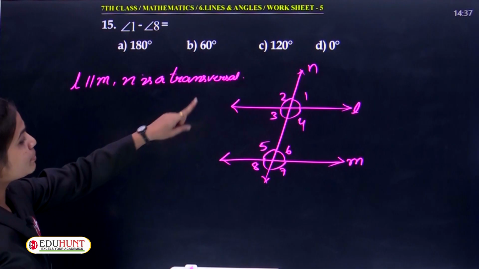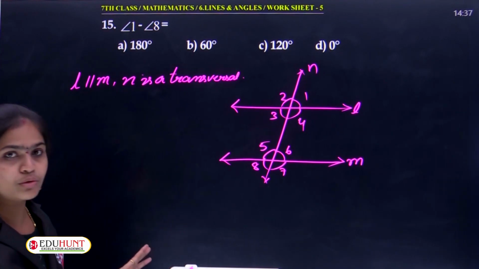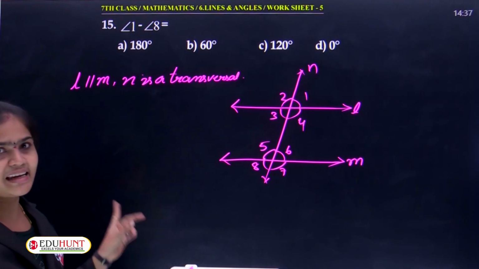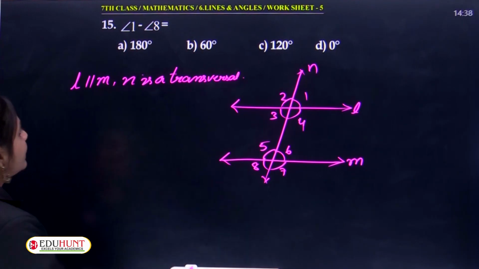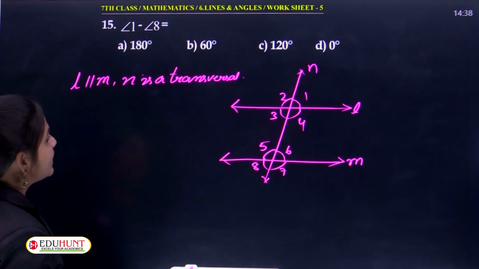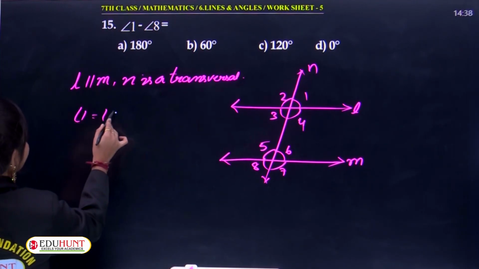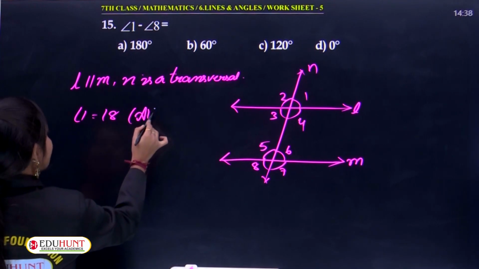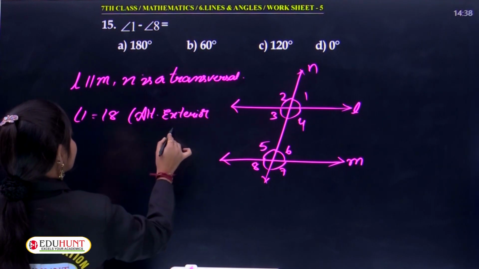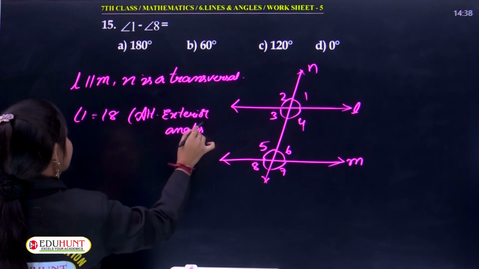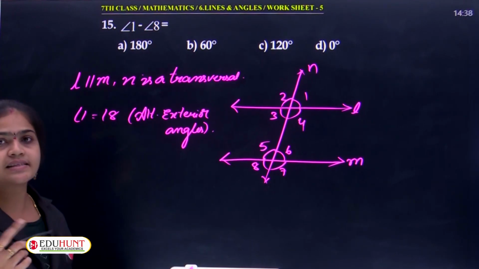Now, what is the relation between 1 and 8? What is the relation between those two here? Alternate exterior angles. Now here angle 1 and angle 8, what can we say? Angle 1 is equal to angle 8. Why? Because those two are alternate exterior angles. If the given lines are parallel, then alternate exterior angles are equal.